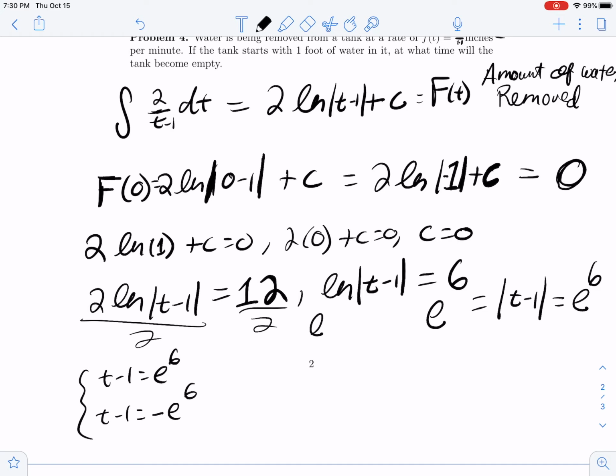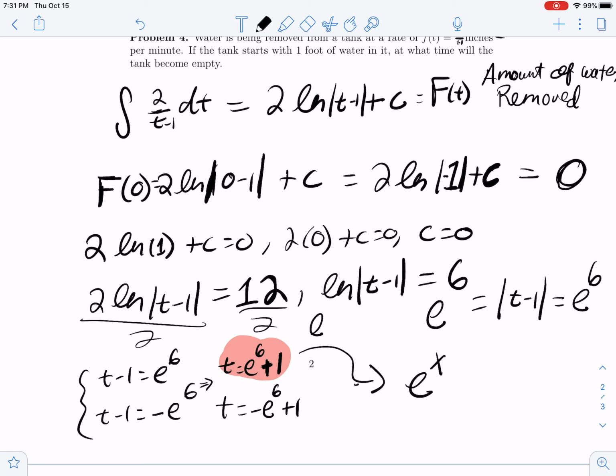We need to figure out when we're equal to the positive and the negative. So we're at time e to the 6th minus 1, plus 1, e to the 6th plus 1. And we're at time negative e to the 6th plus 1 if we solve these. And notice that since this is a time, we actually only get this answer because we need time to be positive. Right, so we're at time e to the 6th power plus 1. All right, and that's that.